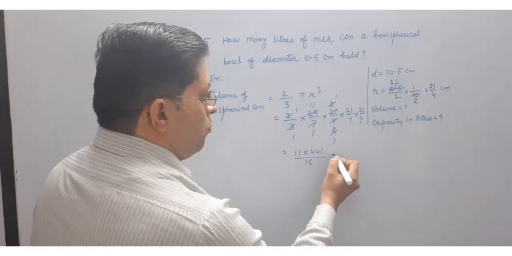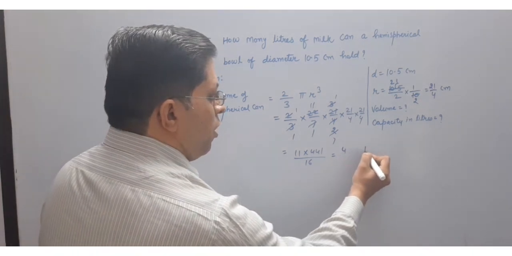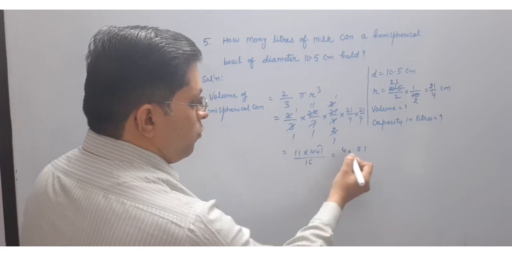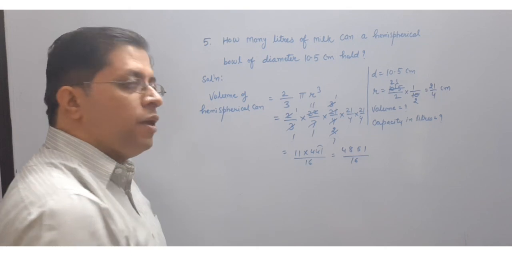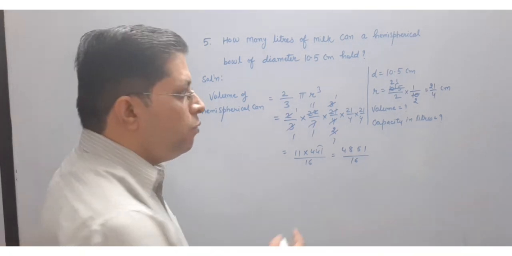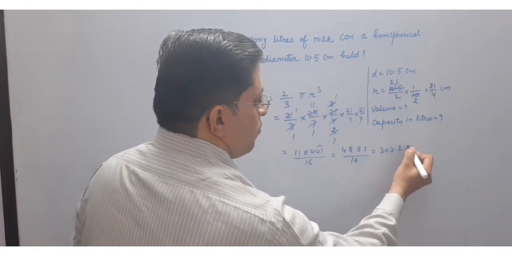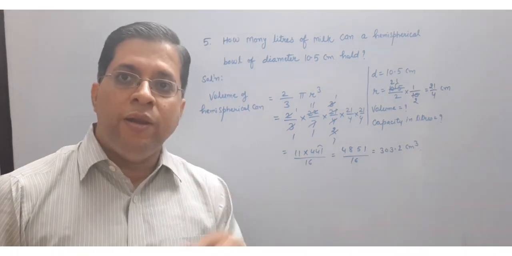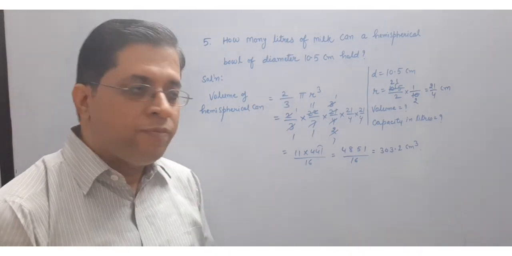Okay. Use your Vedic rule. What is 4 and 1, you have to write here. 4 and 1 is 5, and 4 plus 4 is 8 upon 16. Okay. This is the volume. We convert this volume into decimal form. After dividing you will get 303.2 centimeter cube. This is the volume in centimeter cube, but you have to find this capacity in liters.